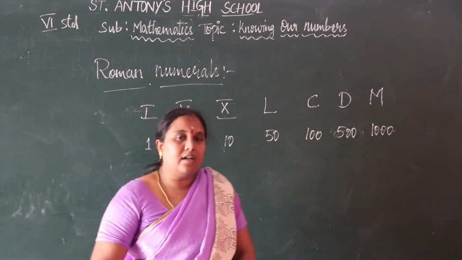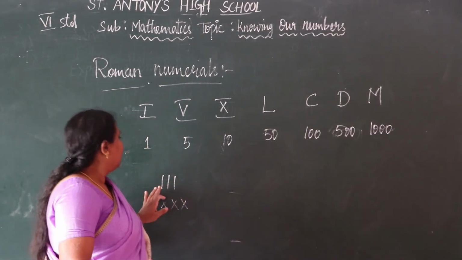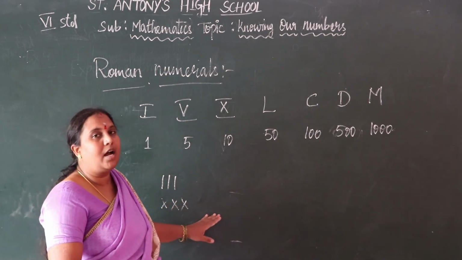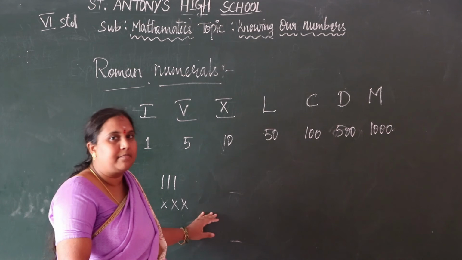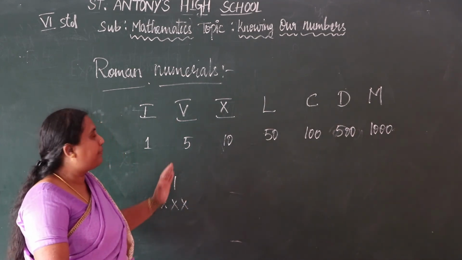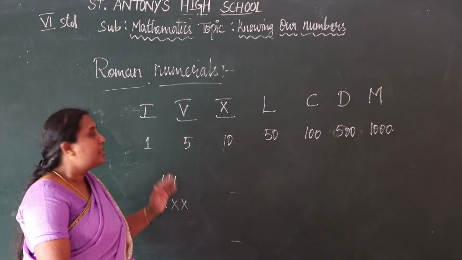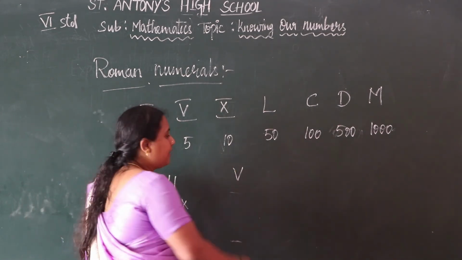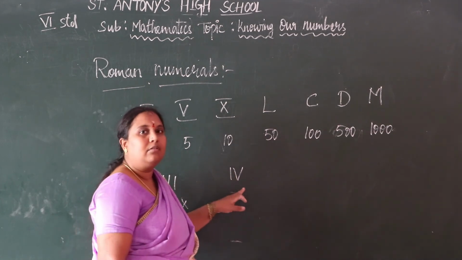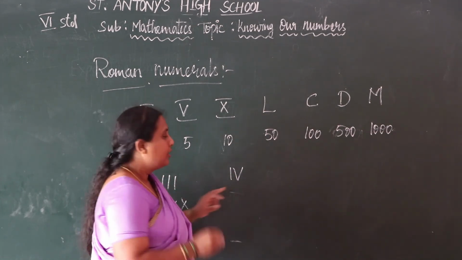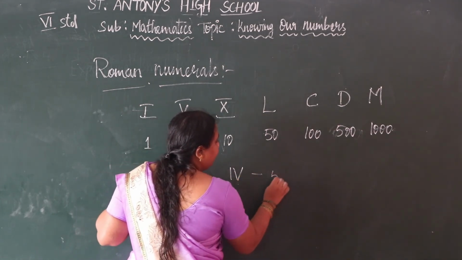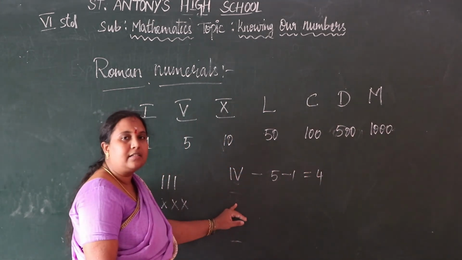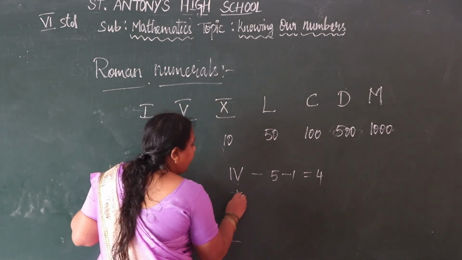Okay, the conditions are there. See here, 1 is repeated 3 times and 10 is repeated 3 times. We can't repeat it more than 3 times. Okay, and here we are subtracting these numbers. So from 5 we are subtracting 1, so we are getting 4. See here, this is 5 minus 1. We are getting the symbol 4.